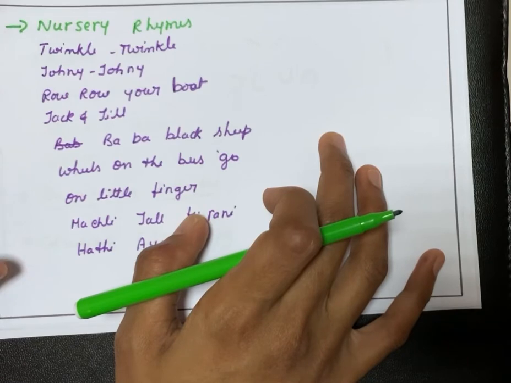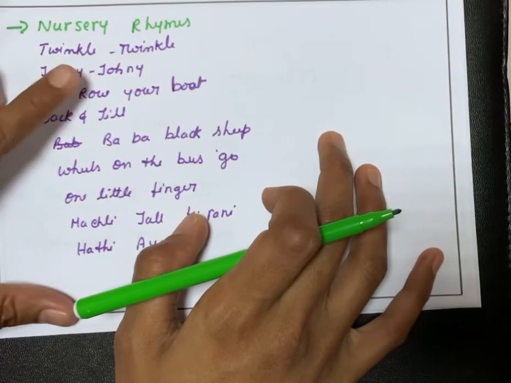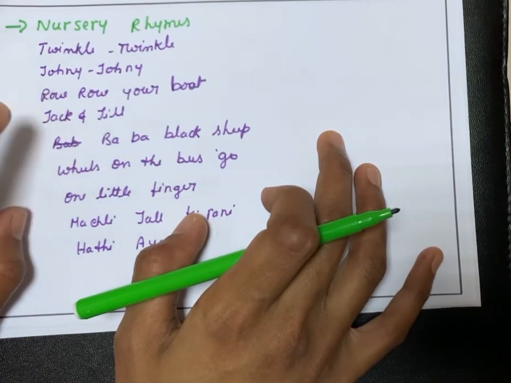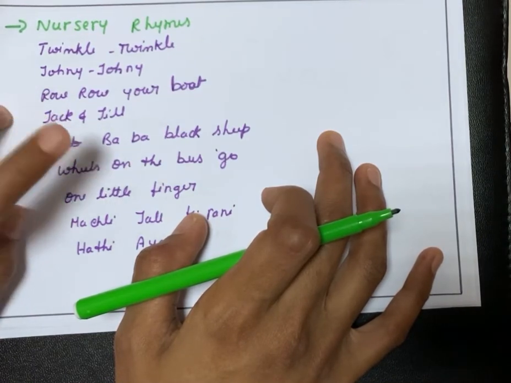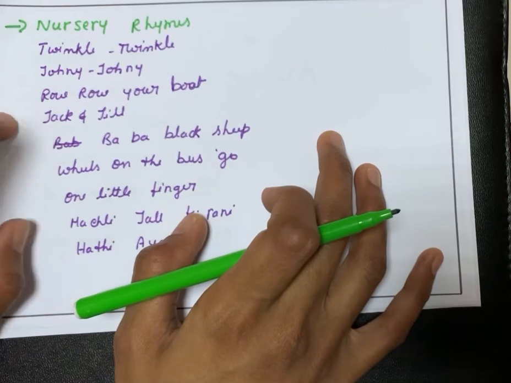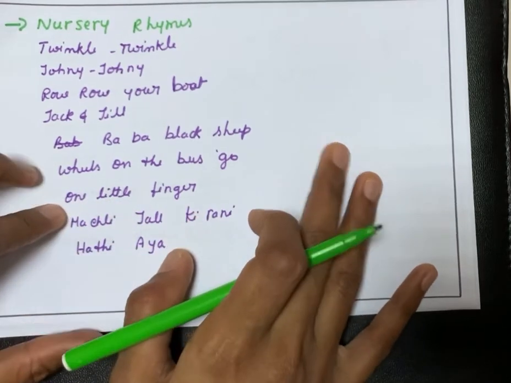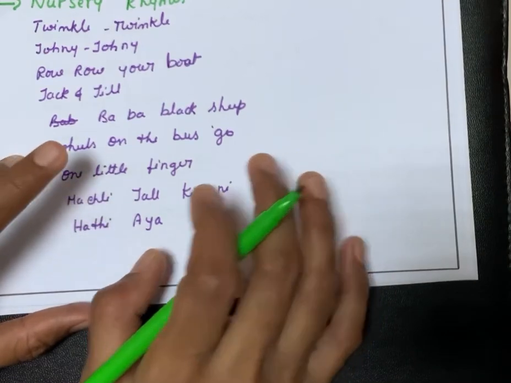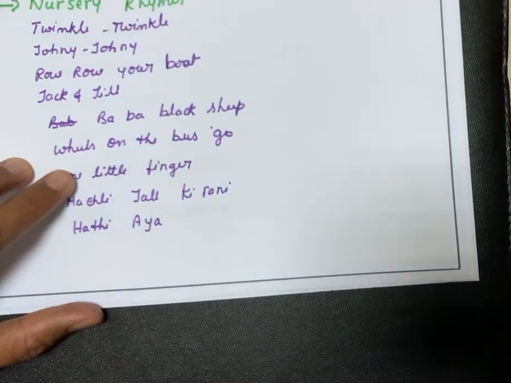You can teach them all these rhymes, like Twinkle Twinkle Little Star, Johnny Johnny Yes Papa, Row Row Row Your Boat, Jack and Jill, Baa Baa Black Sheep, Wheels on the Bus Go Round and Round, One Little Finger. And also in Hindi, Machli Jal Ki Rani Hai, Hathi Aaya, all these rhymes you can teach them.